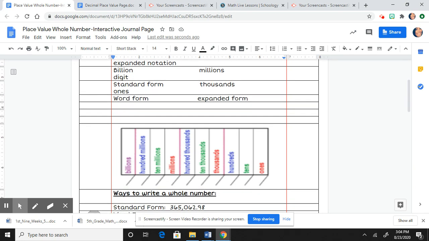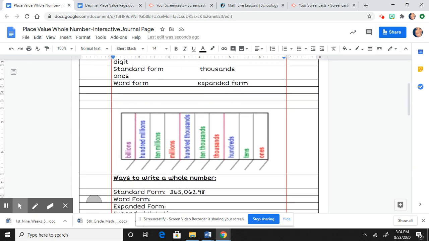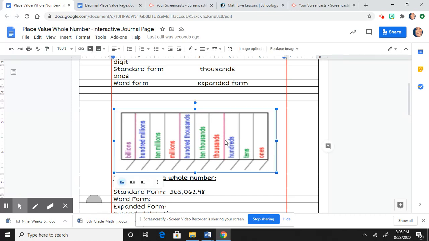One of the things I want you to pay very close attention to is right here in this chart. We see ones, tens, hundreds, thousands, 10,000s, millions, 10 millions, 100 millions, and then billions. Each of these is separated by what is called a period. If you want to figure out where your periods are, they're always separated by a comma.